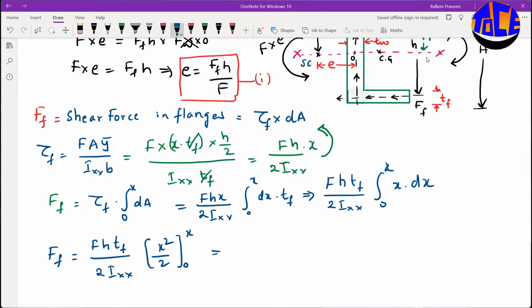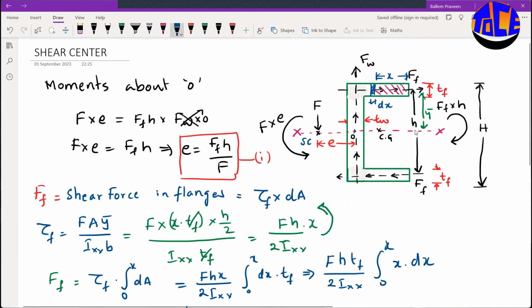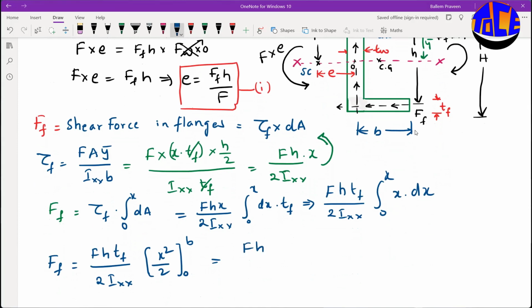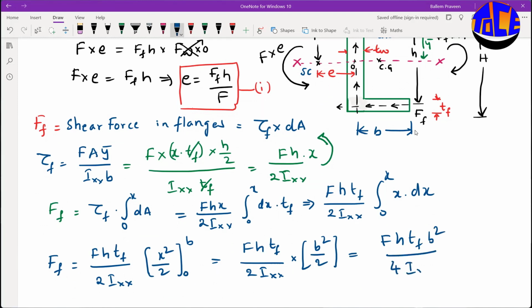So if you substitute 0 to x, what is x here? X is nothing but b, right? So you can substitute from 0 to b. So this is our B. So from 0 to B we can substitute. So let us substitute B. So it will be FHTF divided by 2 times Ixx into B square by 2, right? Because my limits are 0 to B. If you substitute 0, it will become 0. If I substitute B, you will get this equation. Further simplified, it will become FHTF B square by 4 times Ixx.